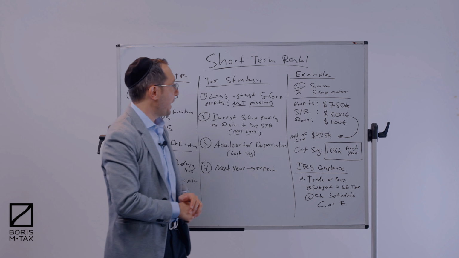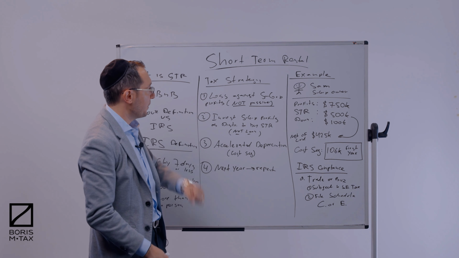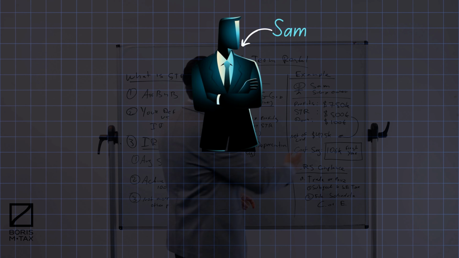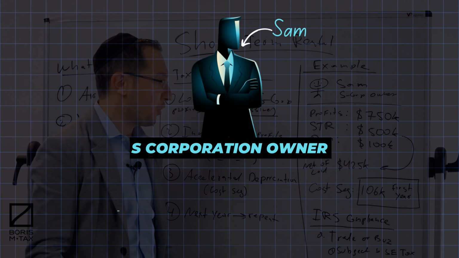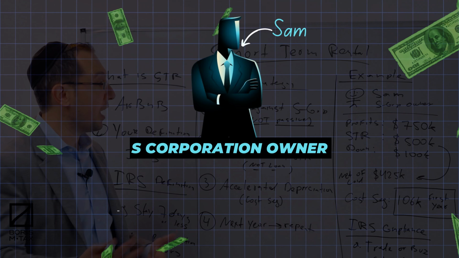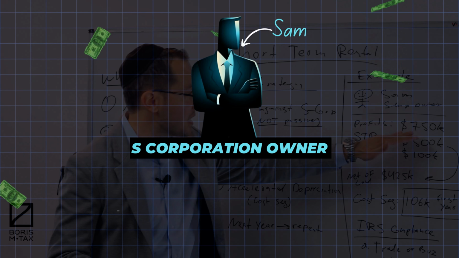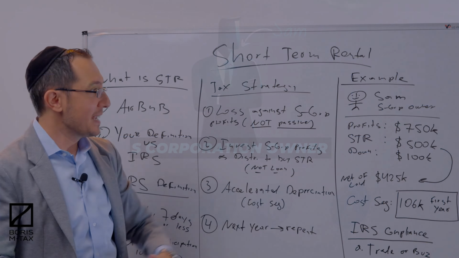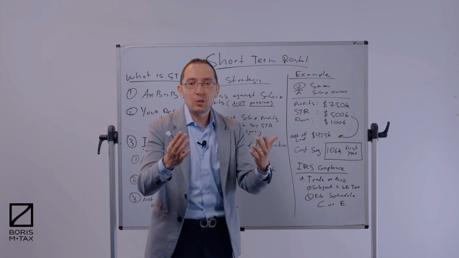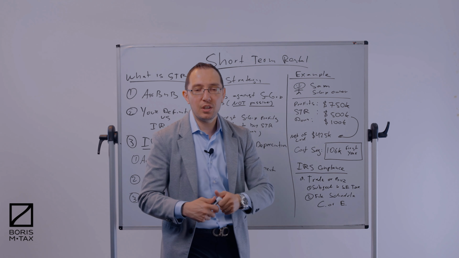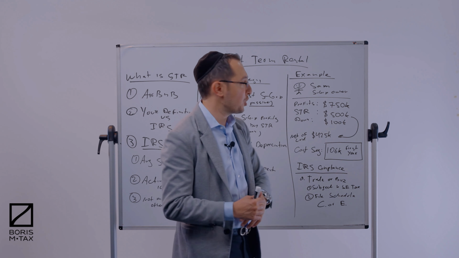Awesome. Let's get back to this. Now let's talk about an example. I've got Sam right here. He's an S-corporation owner, a pretty profitable S-corporation. After salary, his profits are $750,000. He asks, Boris, what can I do with my profits? I want to start investing in real estate. What is the best way for me to do so?